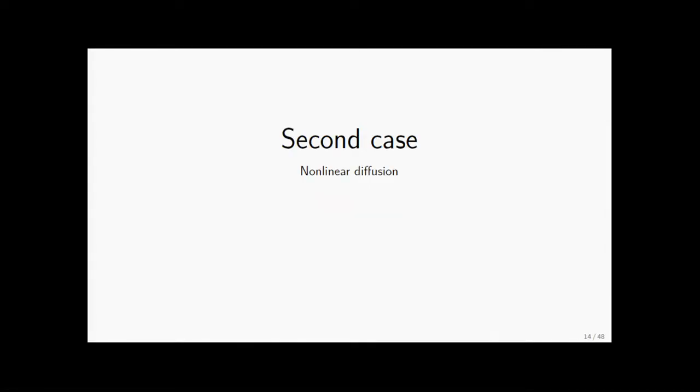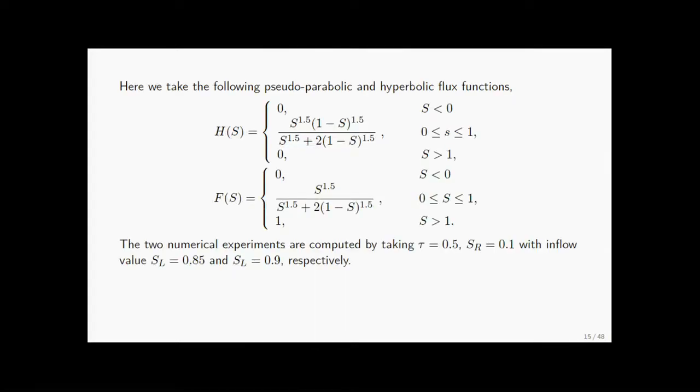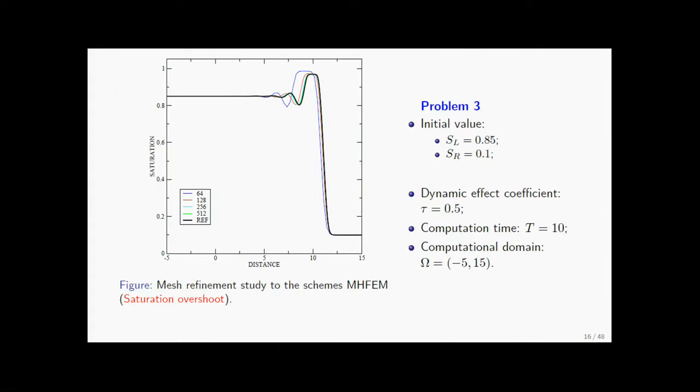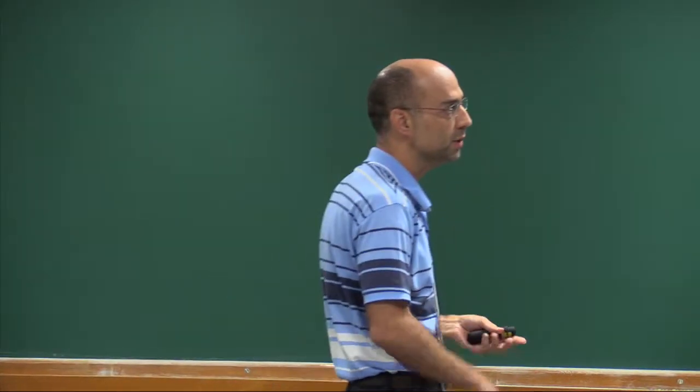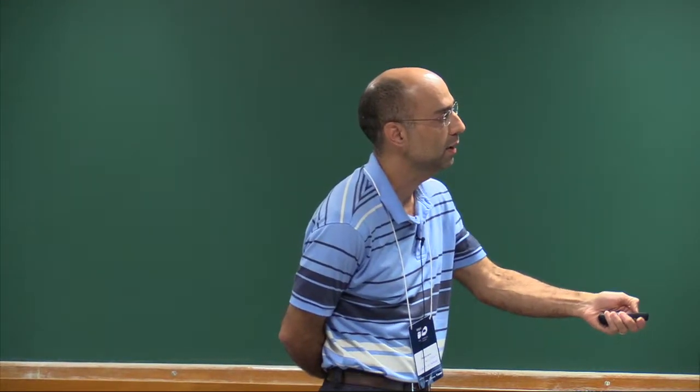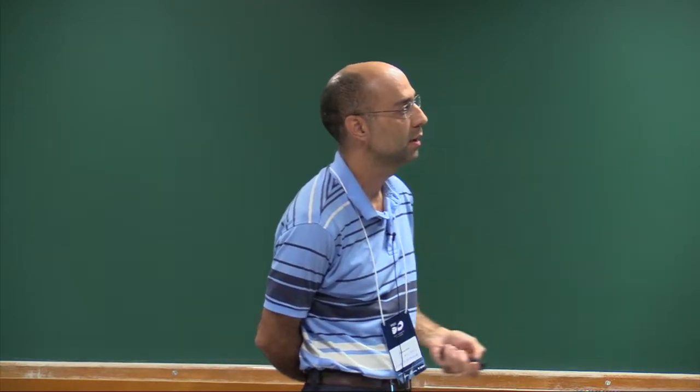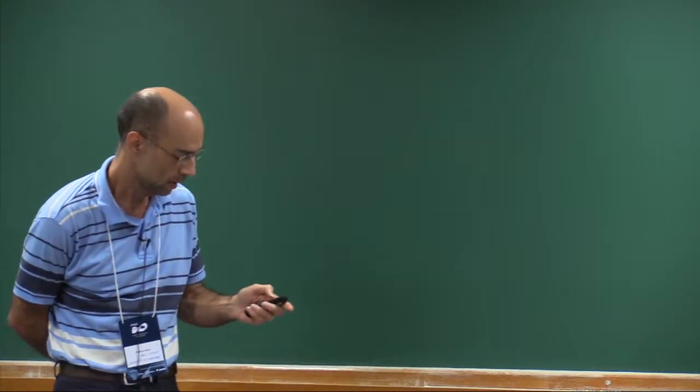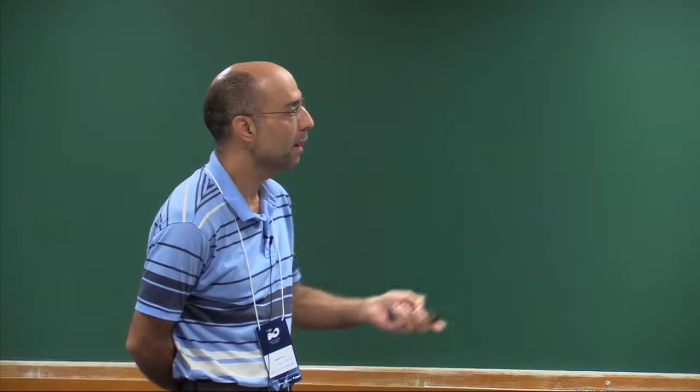And the second test with nonlinear diffusion, this is the formulas that they used in the paper. And here's the solution. So somewhat a combination of this behavior, decaying oscillation, and with this overshoot on the saturation.